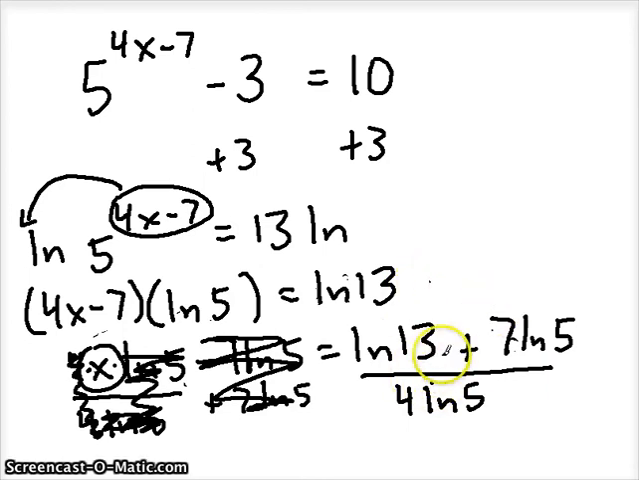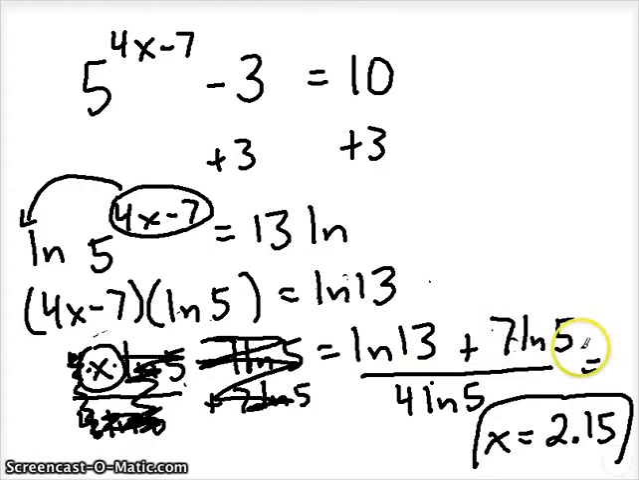And really all you've got to do is use your calculator to figure it out. Punch in the natural log of 13, add that to whatever the natural log of 5 times 7 is, and then divide that whole thing by 4 times the natural log of 5. And eventually you will find that x is approximately 2.15. This last step is just a lot of calculator button pushing. So good luck being able to do problems like that. That's kind of the harder end of the spectrum, a little bit trickier, a lot going on there.